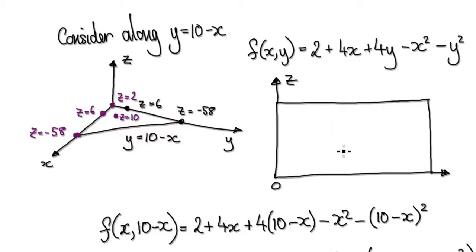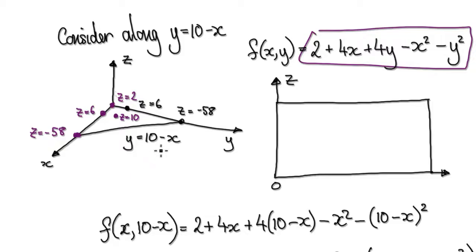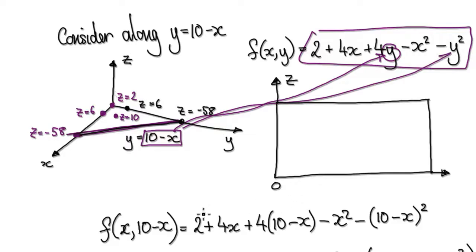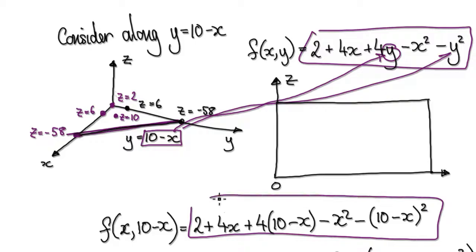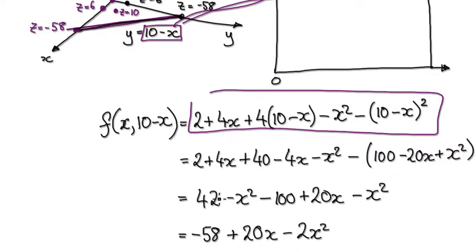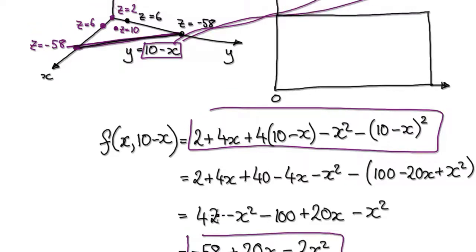So we need to figure out what this sheet of paper will look like when it intersects with the surface. To do that, along this line here, y will always be this thing here. So let's put this into the y, and then the surface will look like this. And then if you tidy that up, it will look like this. So now we can figure out what our line will look like on our sheet of paper.